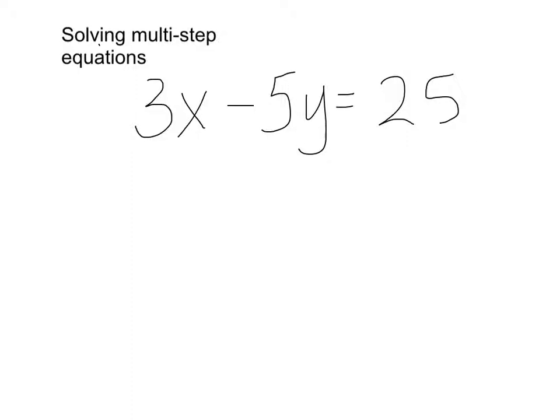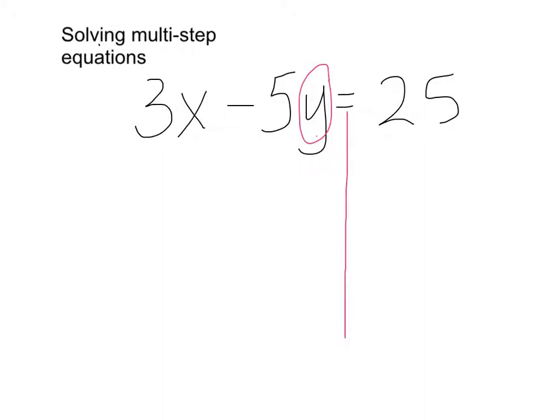I did want to talk more specifically about solving multi-step equations. In this example, I'm going to talk about solving for y, even though there are several times that we'd have to solve a multi-step equation just for one variable. In this case, there are two variables, so I'm just solving for y. If there's one variable, you just solve for that one.